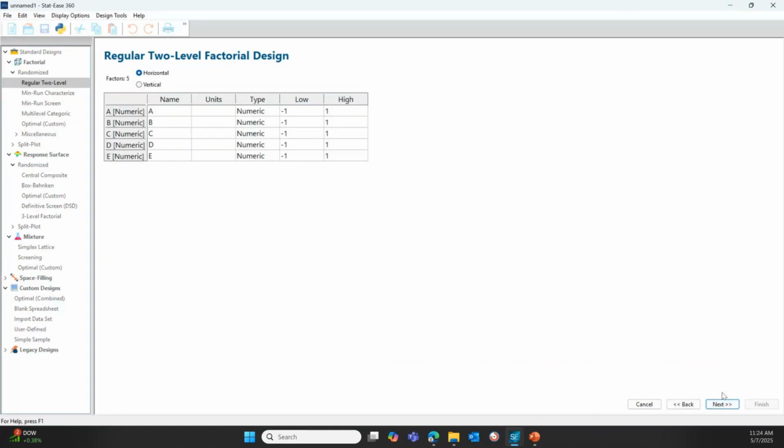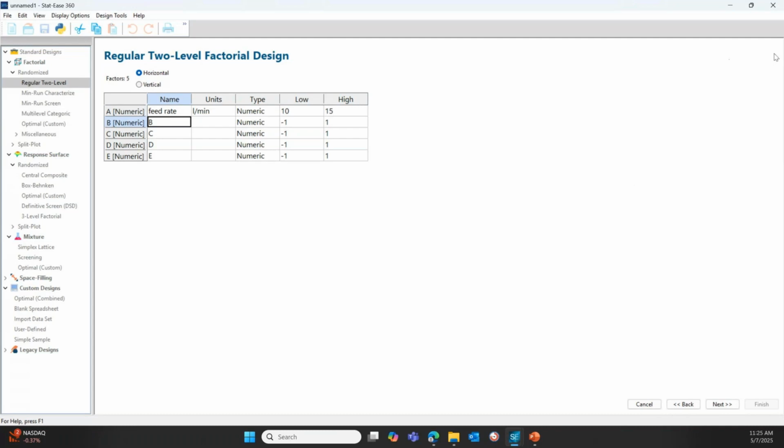Then we would hit the design. And this is where we would input our factors and information. For example, the first one is feed rate. The units are liters per minute. It's a numeric factor as opposed to a categoric choice. And we're going to go from 10 to 15. Okay, so we will go through all of our factors and do that.